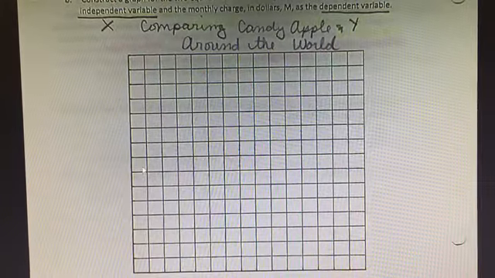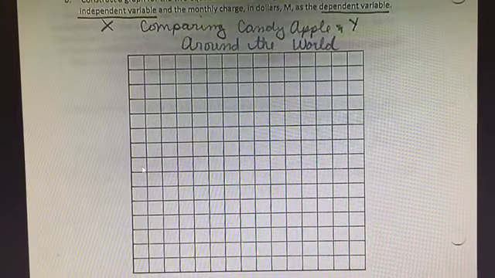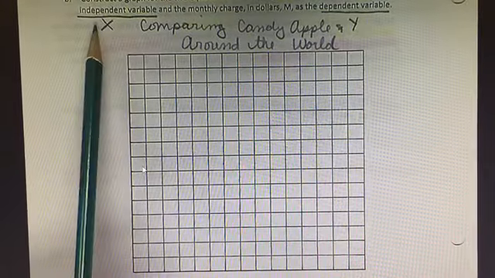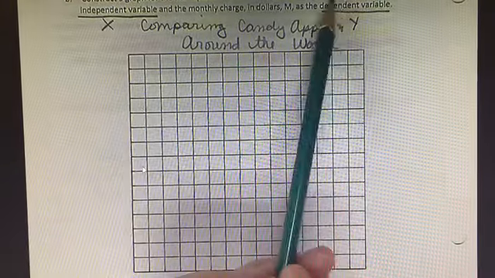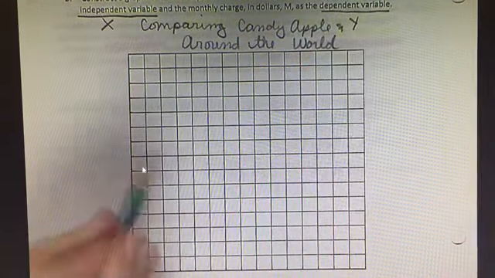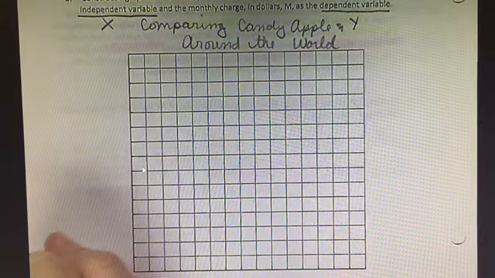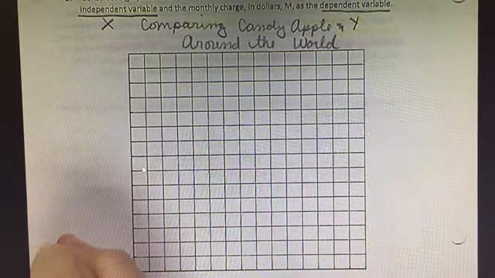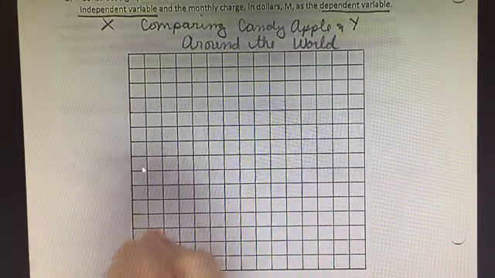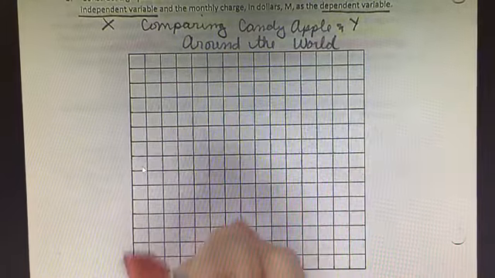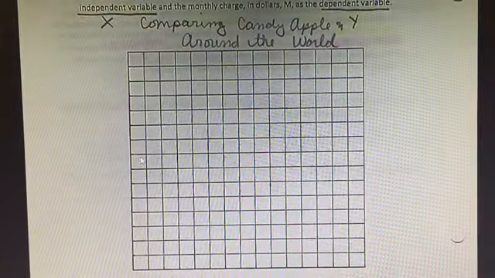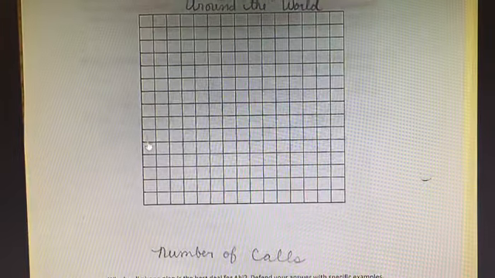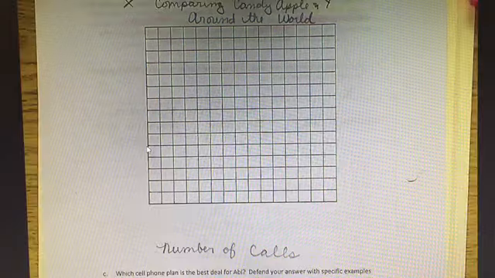So now we're going to look at the X axis. Remember, we already know that the X is the independent variable, which is the number of calls. So we're literally going to name it number of calls. Make sure when you do this, give yourself space so that you don't forget to have the label on there.